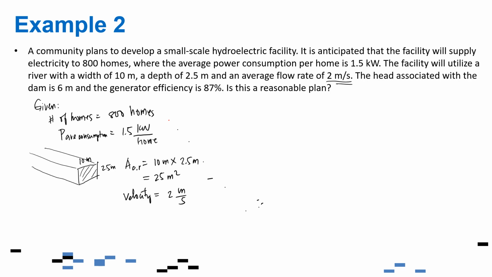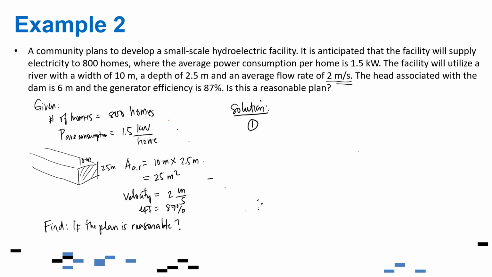All right, so these are the givens now. So what are we going to find? And then there's the efficiency, which is 87%. We're going to see if the plan, or the hydroelectric facility, is reasonable. Is it able to provide the power needed by the 800 homes? So what's going to be the solution for this one? Let's start first with how much energy is actually needed for the 800 homes.